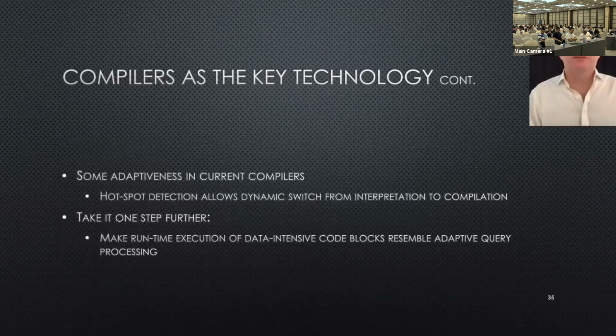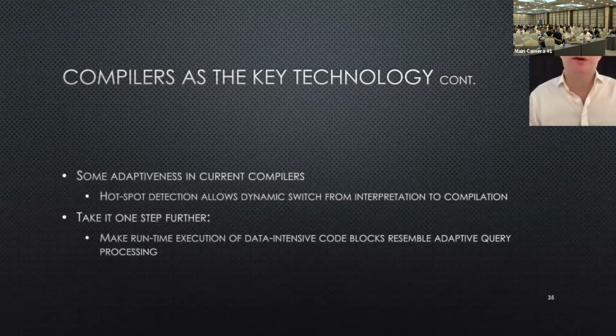So some compilers do a little bit of adaptive computation. They, for example, detect when pieces of interpreted code are being used a lot, and they dynamically decide that this is a hotspot, and they want to compile on the fly and then start running the code in compiled mode. So what our project at Columbia is trying to do is take this a step further and make the runtime execution of this data-intensive code blocks resemble this adaptive query processing we talked about earlier, where you have multiple compiled plans, each tried in turn on chunks of the data, and then you go with the plan that's working best on your actual data.